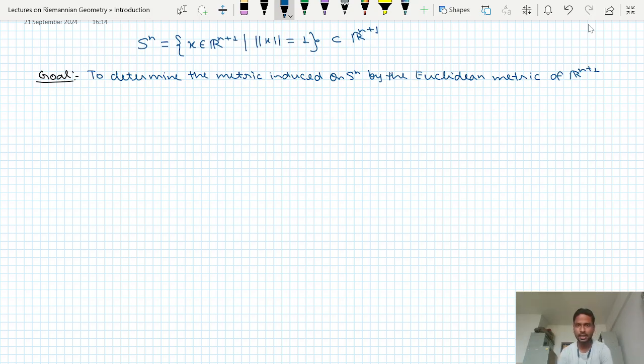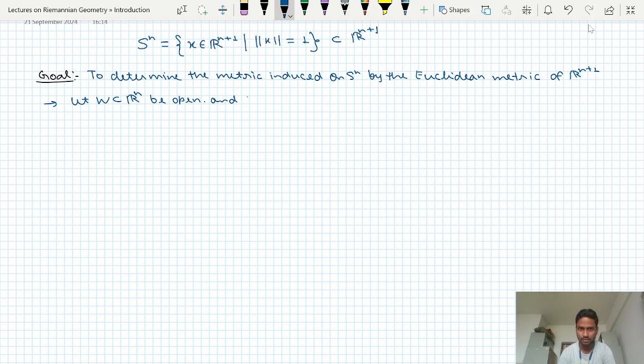So Sn is sitting in Rn plus 1. What we are going to do is find a Riemannian metric for an n-dimensional manifold. That means locally Sn is n-dimensional, so locally it is homeomorphic to some open subset of Rn. Okay, that's the thing. So for that, let W contained in Rn be open. Okay, so this is some open subset of Rn.